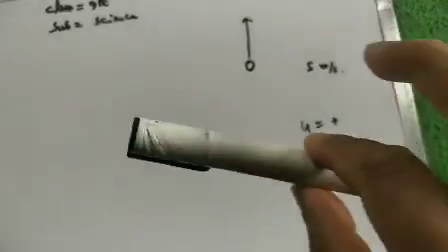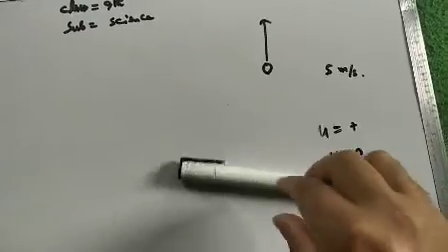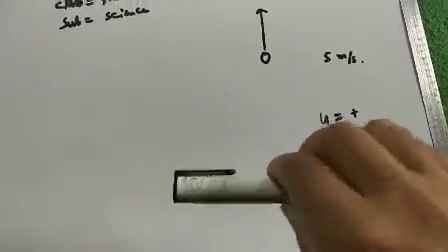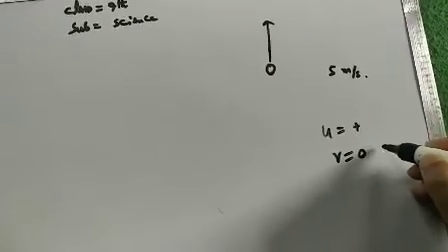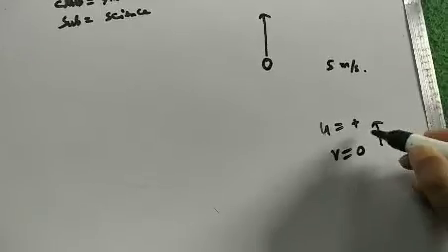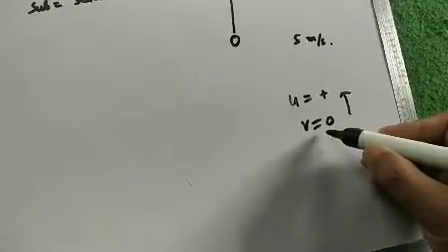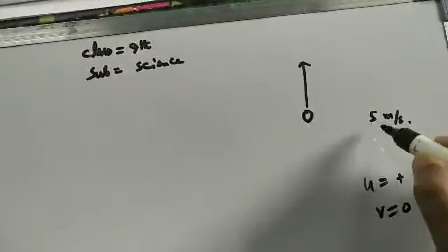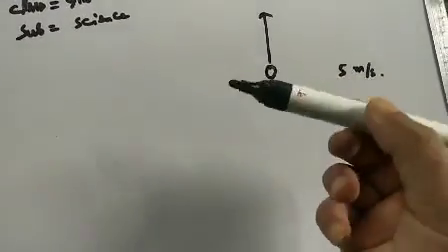When it is dropped like this, in that case u is 0, but v is not 0. V is the velocity with which it strikes the ground. So when a body is thrown vertically upwards, it is thrown with some velocity, that is initial velocity, but its final velocity is 0. यहाँ पर ये याद रखना है. U is given 5 meter per second. V is 0 because it comes to rest at highest point.